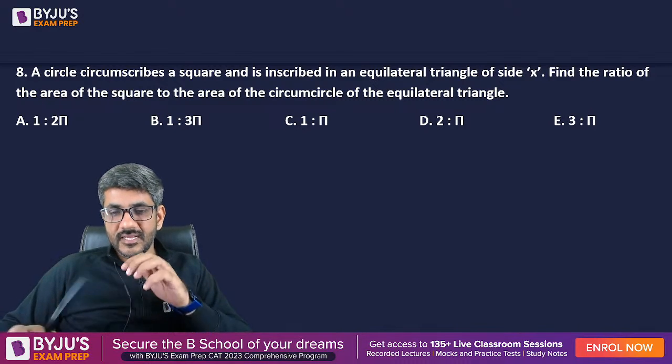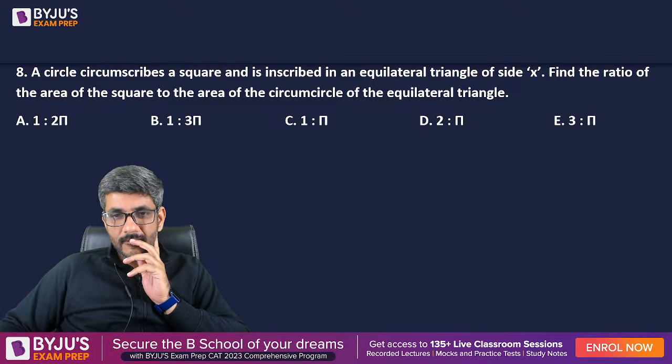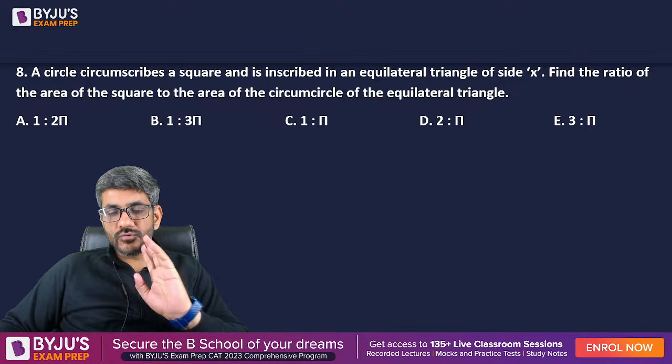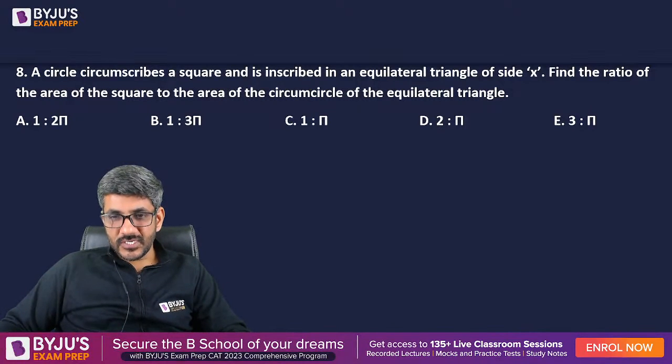Yash has got the answer as D. Abhinav got first option. Babu Rao also has got D, 2 is to pi. Krishna Jagtap Patil has got first option.